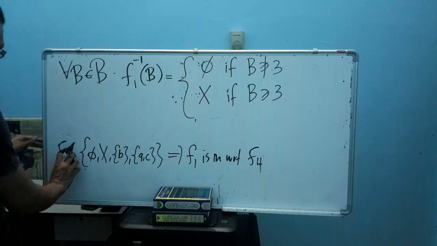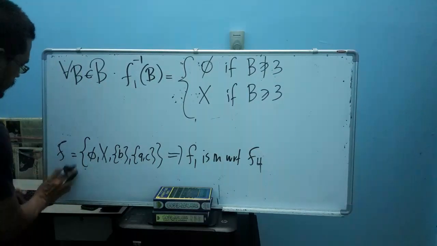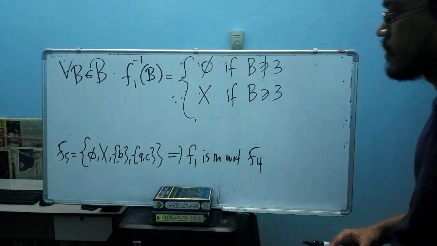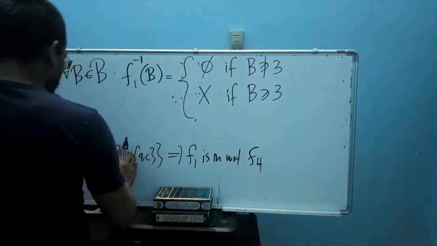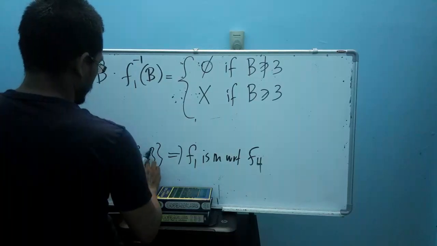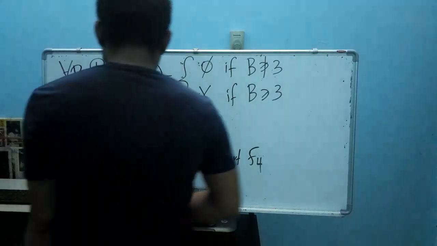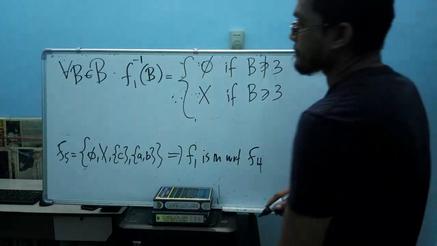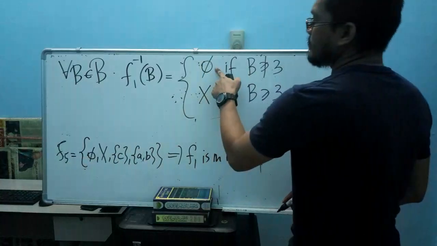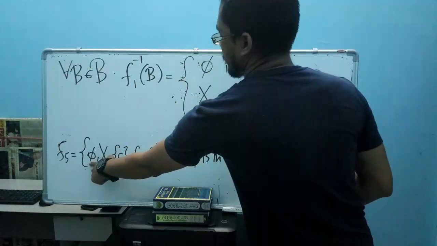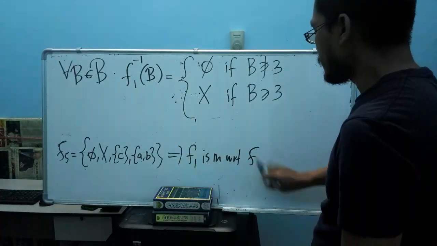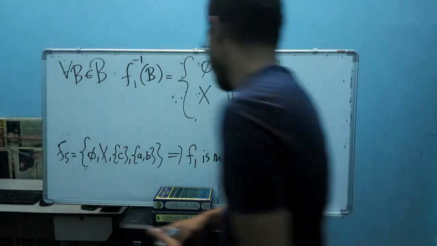Then the last one, F5. For F5, we have this collection. Now let's check whether the pre-image of all Borel sets is inside of this algebra, yes or no. Empty set, is it an element of this algebra? Yes, we have it. X, is it an element of this algebra? Yes, X. Therefore, F1 here is measurable with respect to this algebra.